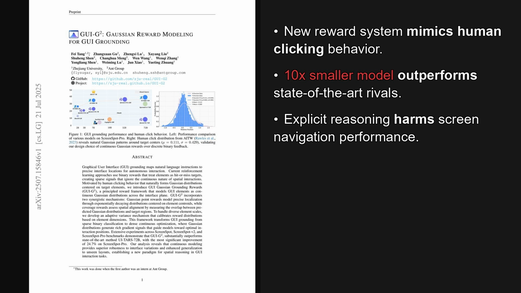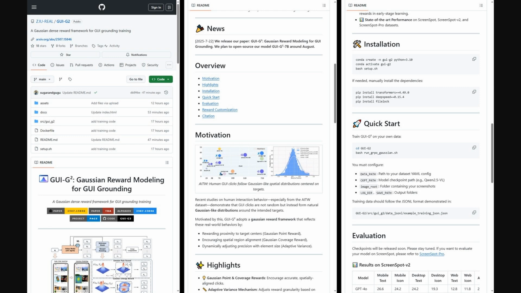So it tackles a key problem in training AIs for graphical interfaces, using a reward system inspired by human clicking patterns. Also, the authors shared their work on GitHub, and it's quite complete. If you check it out, you'll find all the source code, installation instructions, and training scripts. They even provide guidance on how to customize the reward model for your own projects, which is a really nice touch.